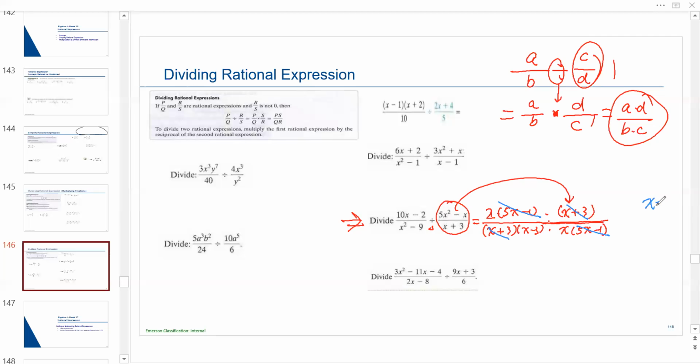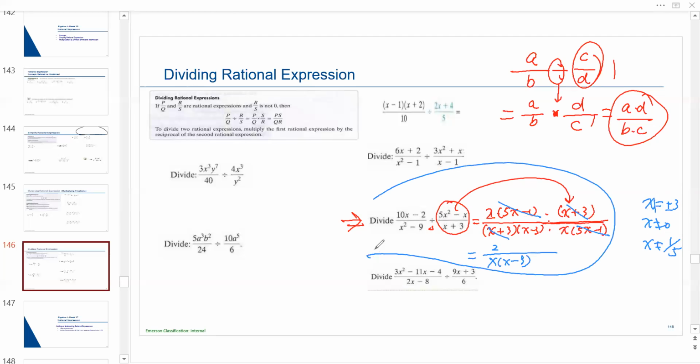Just keep this in mind. x cannot equal -3. x cannot equal 0. x cannot equal 1 over 5. All right. And then finally what's left is 2. The bottom is x minus 3 actually. Right. So let's see. Reverse divide actually is just reversing the process. I mean, reverse the second rational expression.